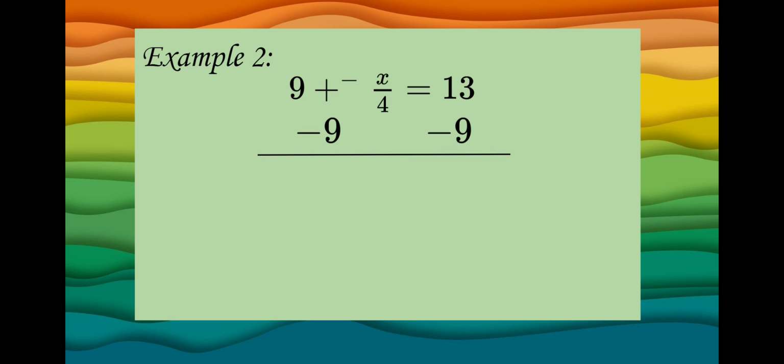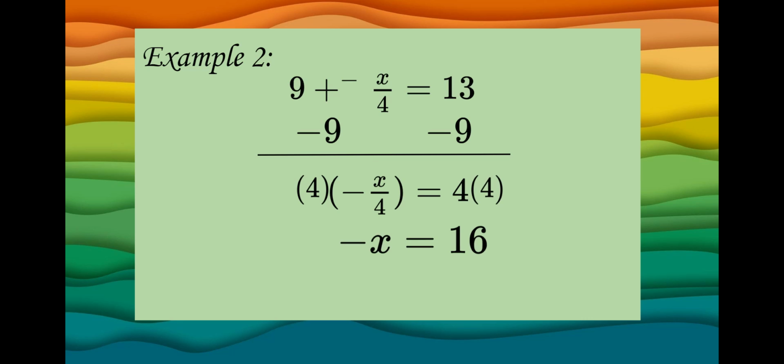By adding -9 to each side, we end up with -x over 4 is equal to 4. Now, multiplying each side by 4, we end up with -x is equal to 16. Taking the opposite, we see x is equal to -16.